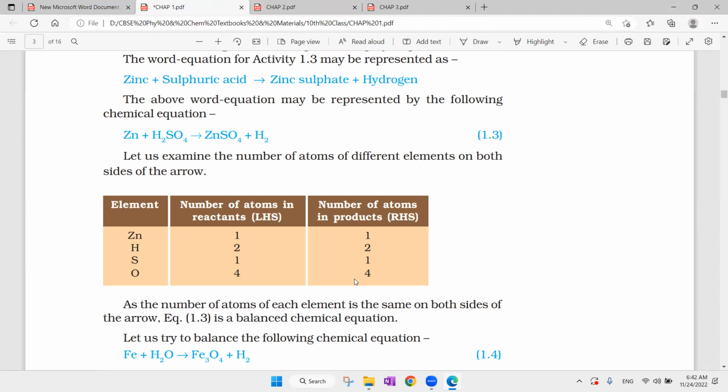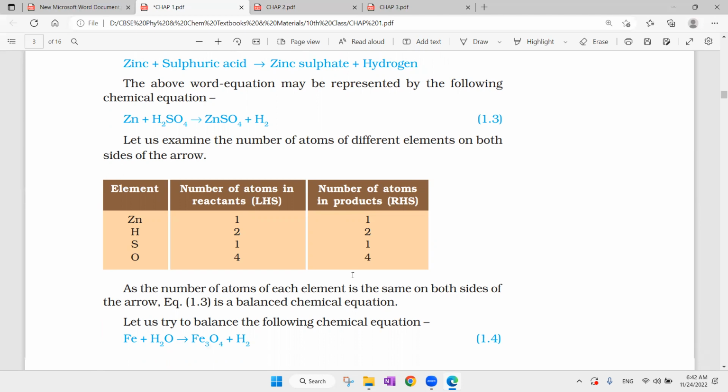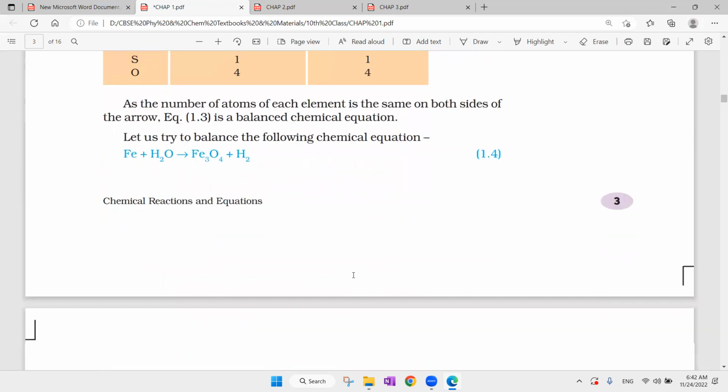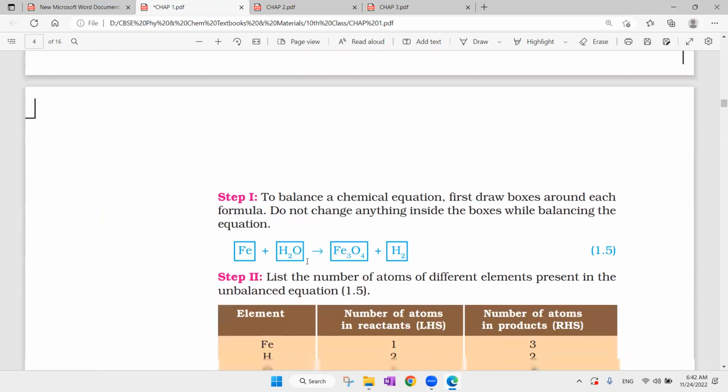Regarding this, I have made another video, which I will give you a link. After uploading this video, in the description box, I'll give one link. You can observe that video also, how to count the number of atoms and how to balance equation. You can get an idea. Okay, they have given some step by steps.